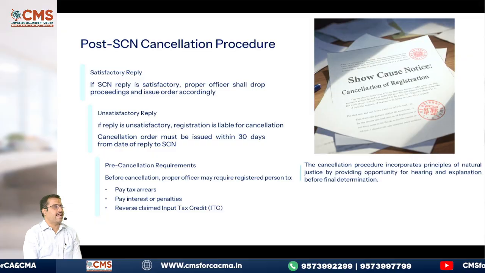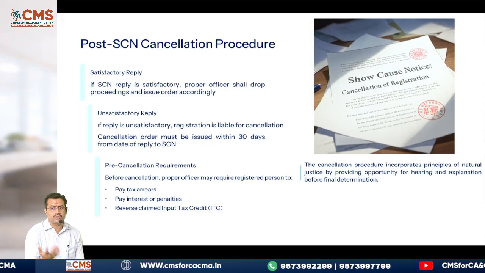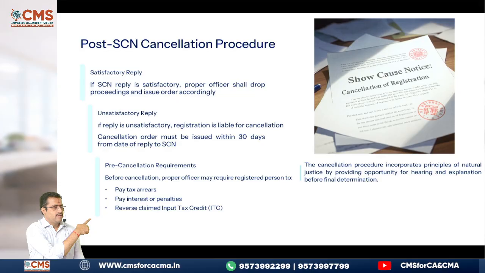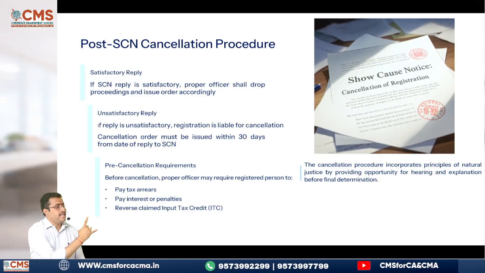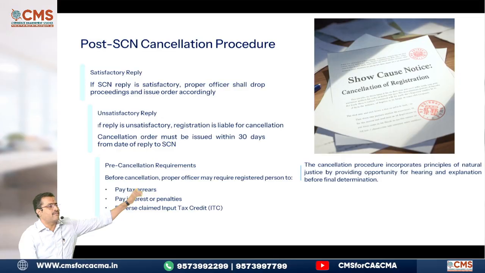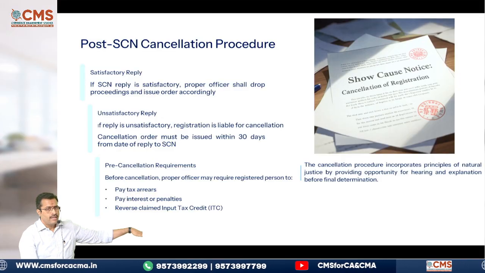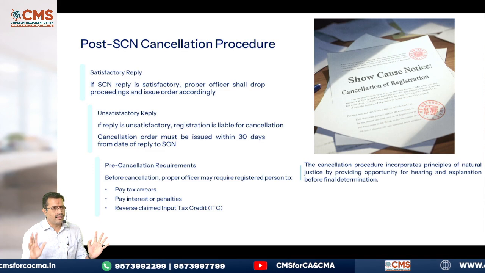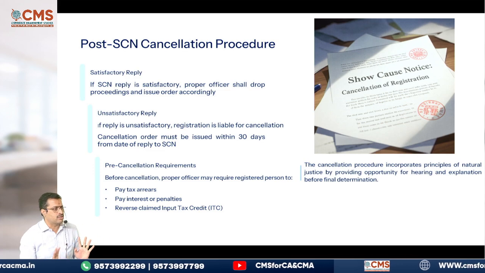Then post cancellation, what will happen? Post show cause notice, what will happen? If you don't respond within 7 days, yes, he will directly cancel. If you respond and your response is satisfactory, what will happen? The officer will drop the proceeding. If it is not satisfactory, he will directly cancel the registration. This is what has to be done.